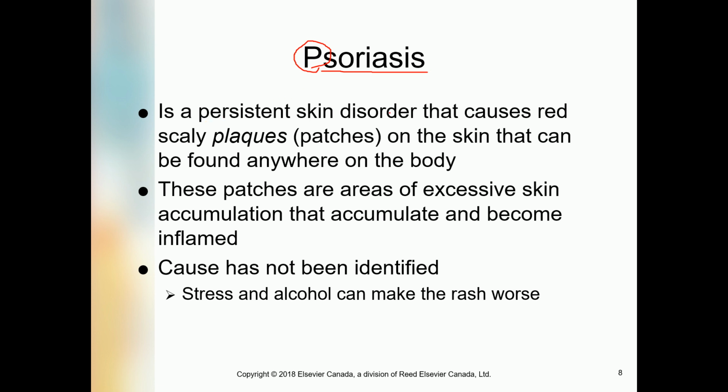Psoriasis is a persistent skin disorder that causes red scaly plaques, patches on the skin that can be found anywhere on the body. If somebody has psoriasis on the right hand side, the same area of the left hand is also affected. It goes together, both parts. If one leg is affected, the other leg will also be affected at the same time. These patches are the areas of excessive skin accumulation.